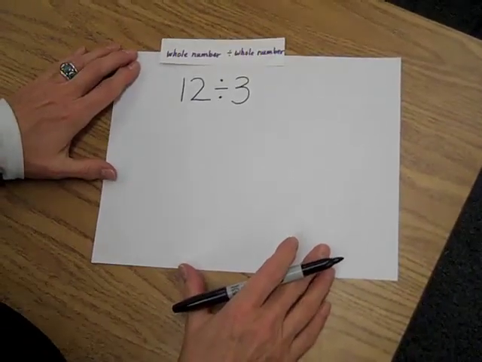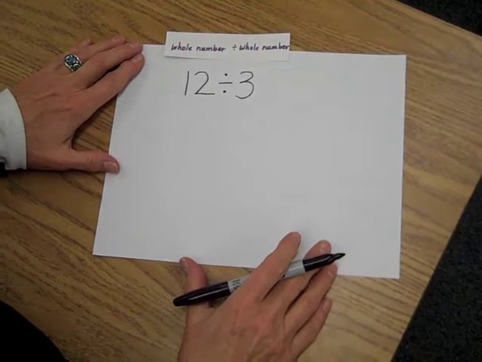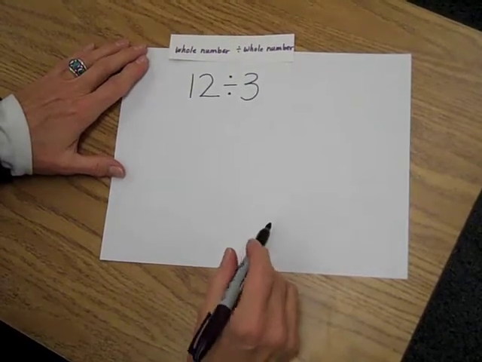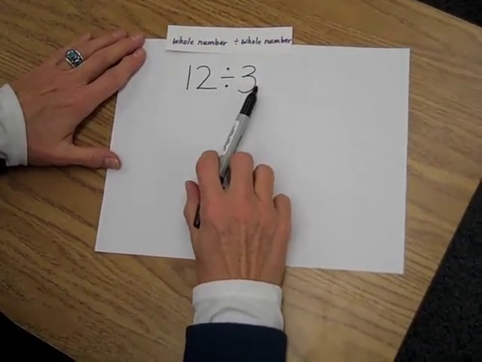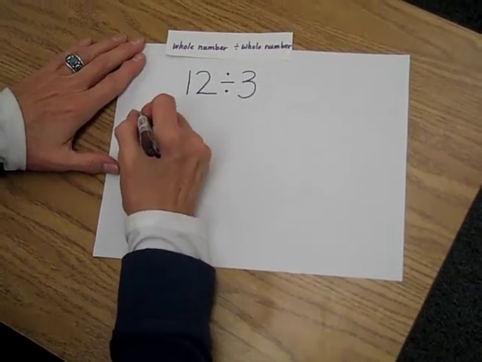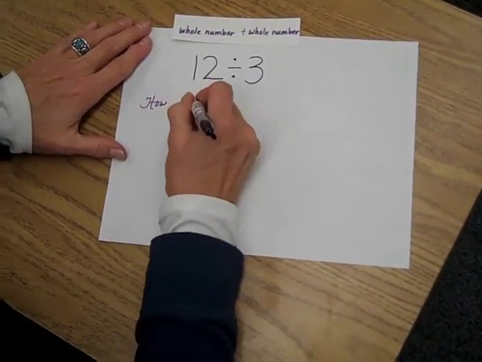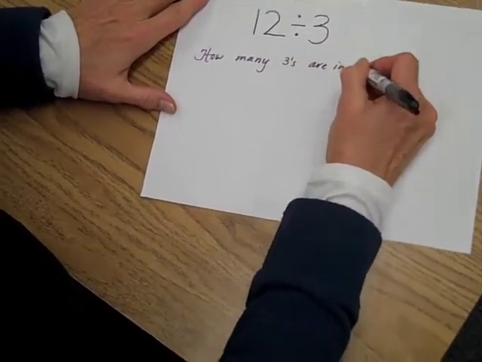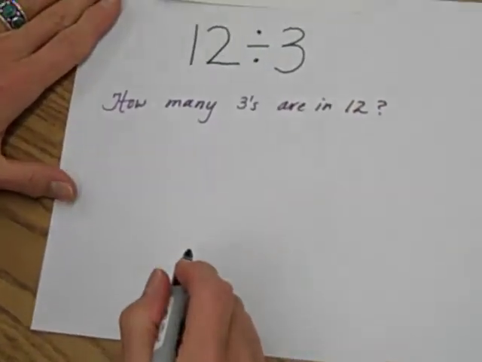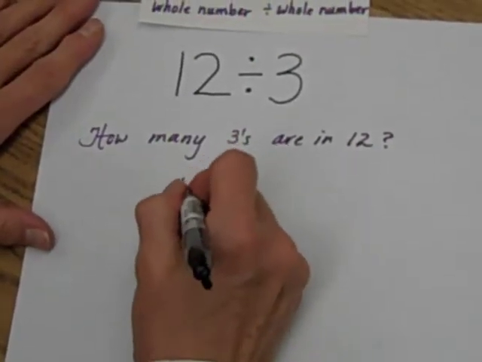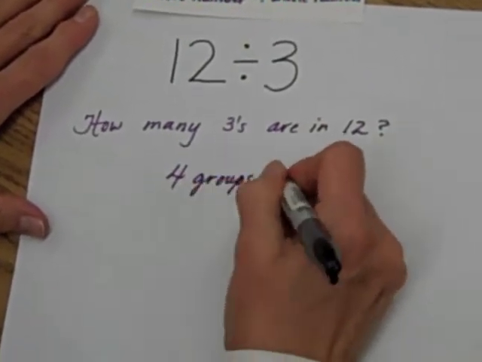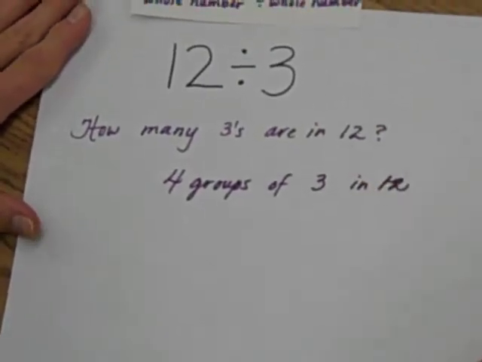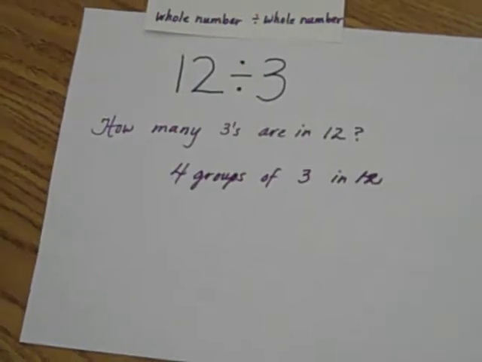We're here this afternoon to look at division. We're going to start with whole numbers divided by whole numbers and move to our divisor being a decimal. So we have the problem 12 divided by 3, which is asking the question, how many 3's are in 12? And we know that there are 4 groups of 3 in 12. Something that you know. So we're going to work from that.